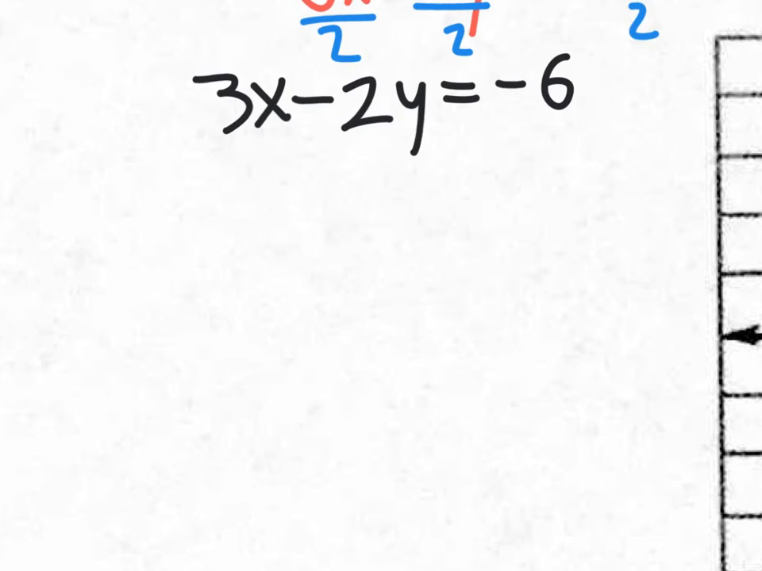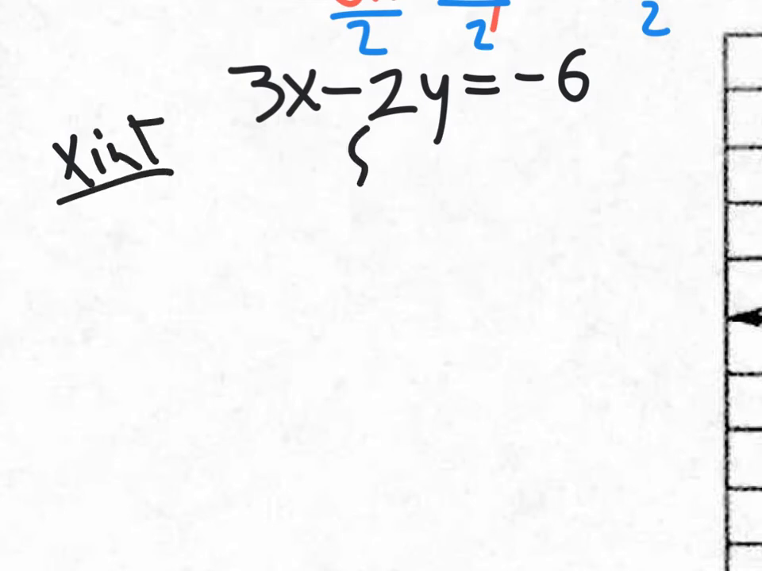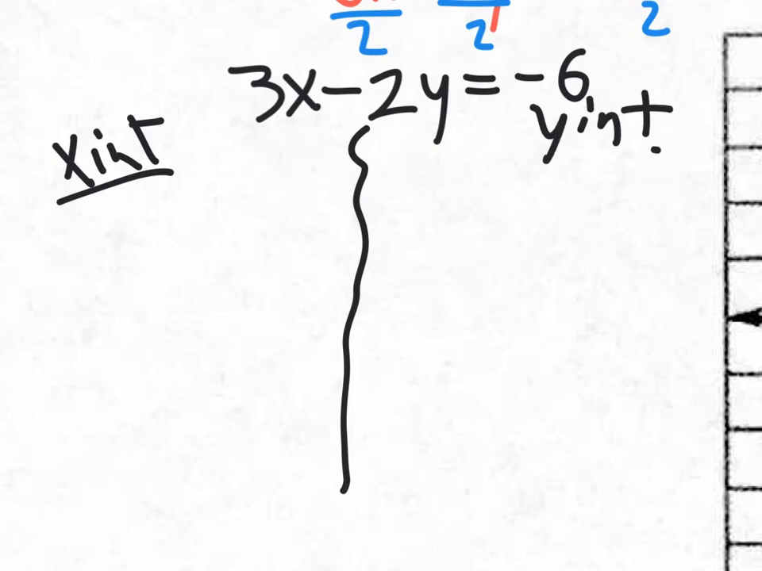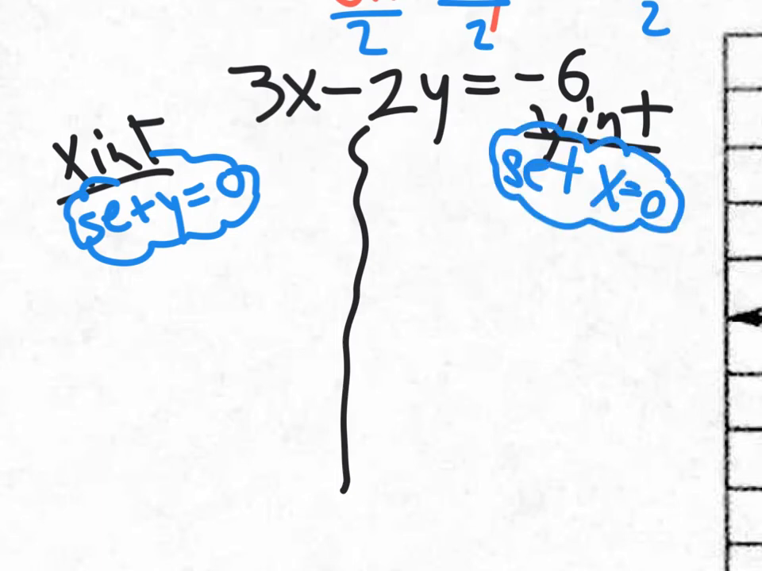It's a beautiful equation. And now we can do the x-intercept and the y-intercept. So the x-intercept, I'm going to do my work on the left side of this squiggly line, and the y-intercept, I'm going to do it over here on the right side. Now, in order to find the x-intercept, you must set y equal to 0 and solve. And in order to find the y-intercept, you must set x equal to 0 and solve.